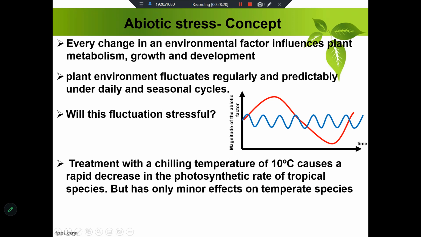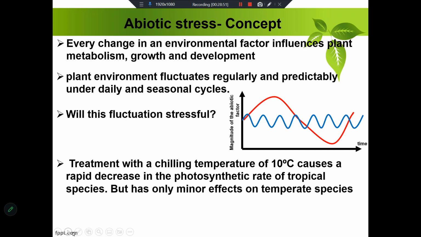Chilling temperatures, chilling 10 degrees centigrade. Okay, so if you expose a tropical plant species to a chilling temperature like 10 degrees centigrade, that will decrease the photosynthesis rate of the tropical species. But it has only a minor effect on temperate species because they are used to thriving under those chilling temperatures.